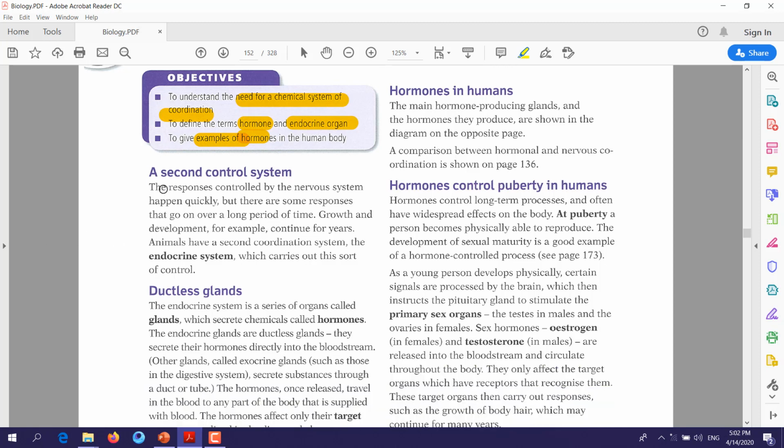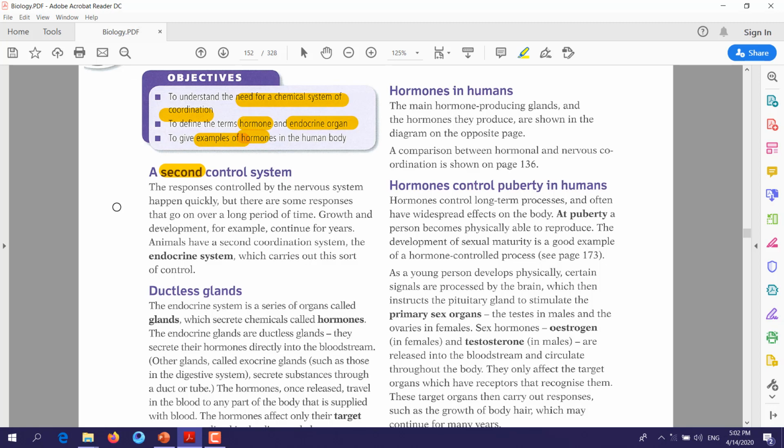Now, a second control system. Here we said a second control system. Why? What do you think? Why do we say here a second control system? What about the first control system?